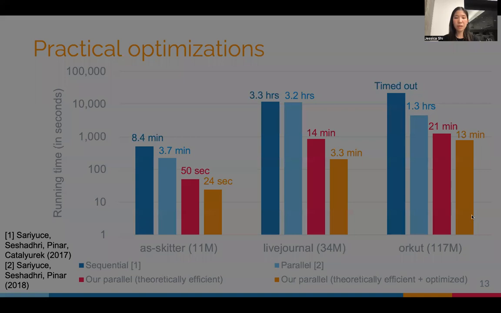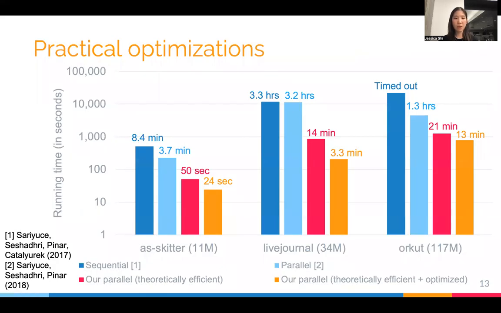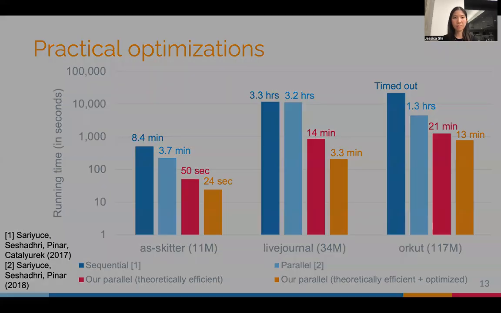And additionally, we implemented practical optimizations on top of this, and we're able to bring these running times down even further to 24 seconds for Skitter, 3.3 minutes for LiveJournal, and 13 minutes for ORCID. So this is the main thesis of our work, that if we implement theoretically efficient algorithms with practical optimizations, we can achieve fast and scalable implementations.